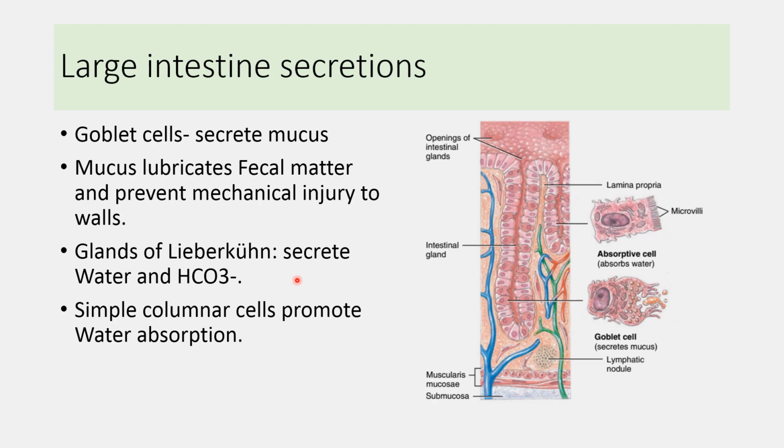Other non-mucus secreting cells present inside the crypts of Lieberkühn secrete water and bicarbonate, and simple columnar cells promote absorption of water. So the large intestinal secretion mainly consists of mucus, bicarbonate and water.